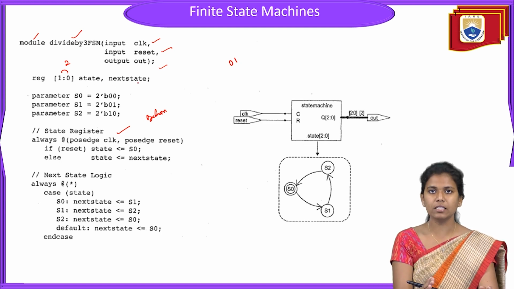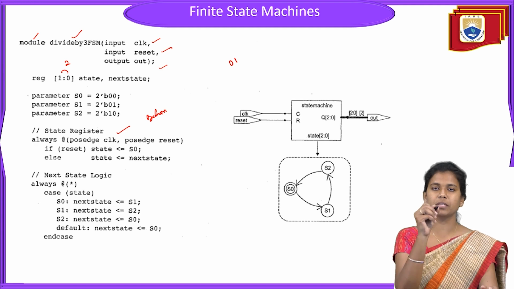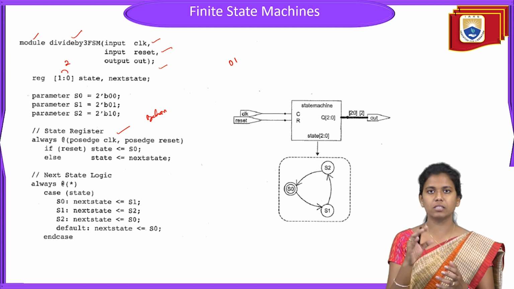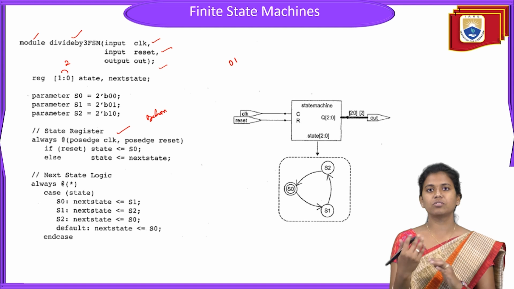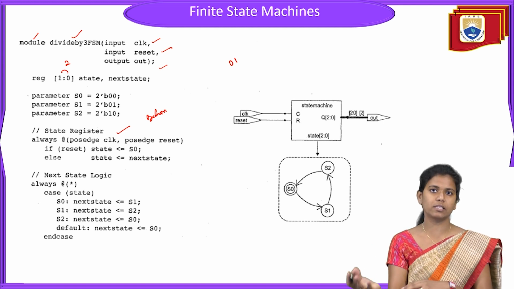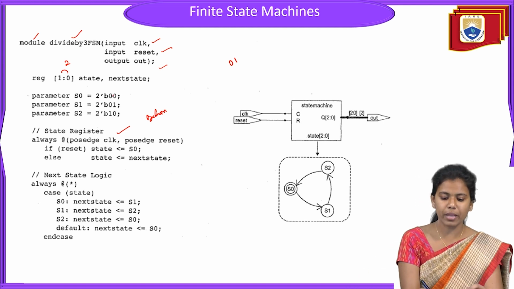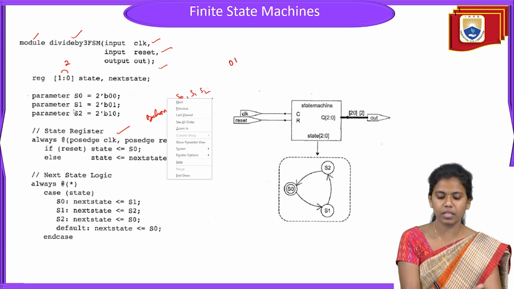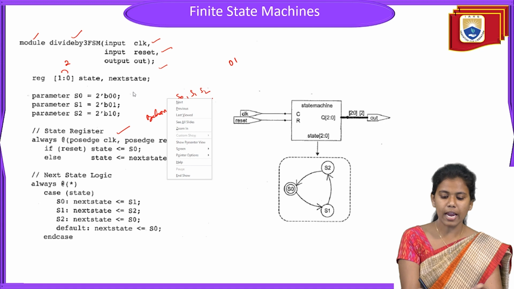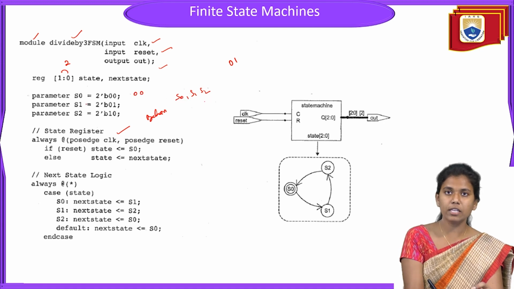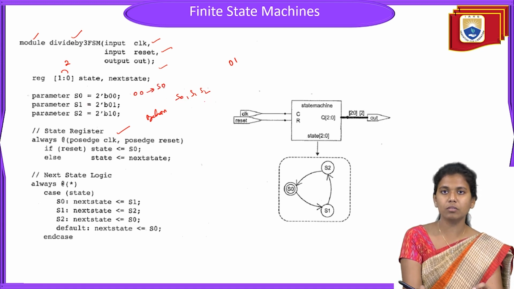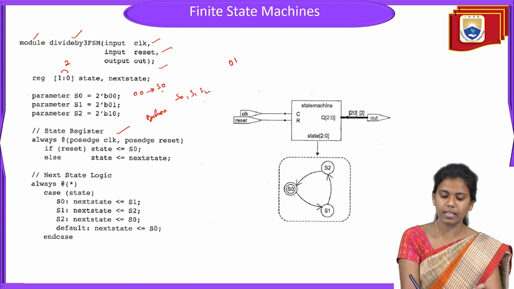So for the state and the next state, if it is in that state, we represent it as staying in that particular state when it is 0. And if the transition takes place, it will go to the next state. Then the parameters S0, S1, S2. These are the 3 states we are representing with the parameters. If it is 0 0, it is the state transition with respect to state S0. If it is 0 1, it goes to S1. If it is 1 0, it goes to S2.